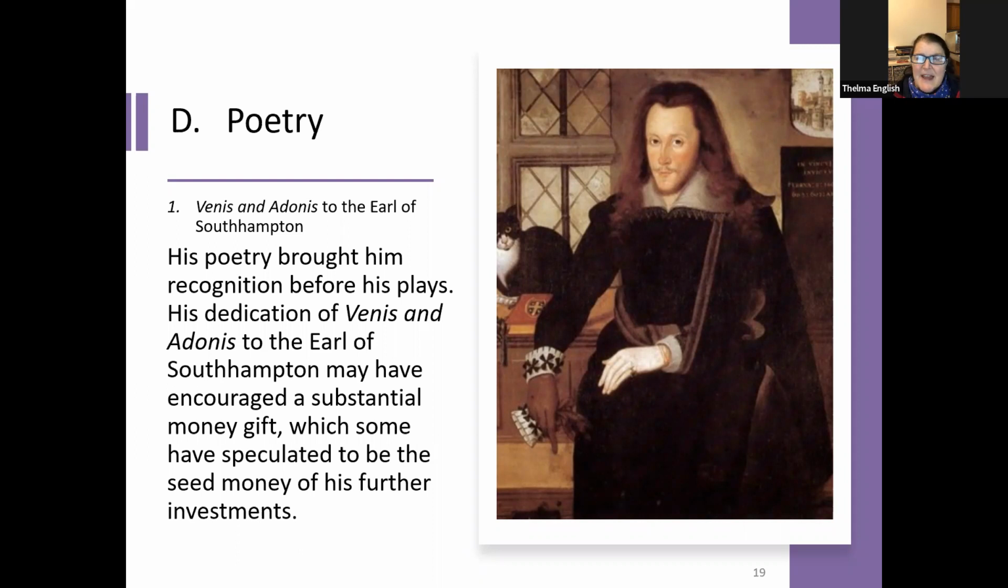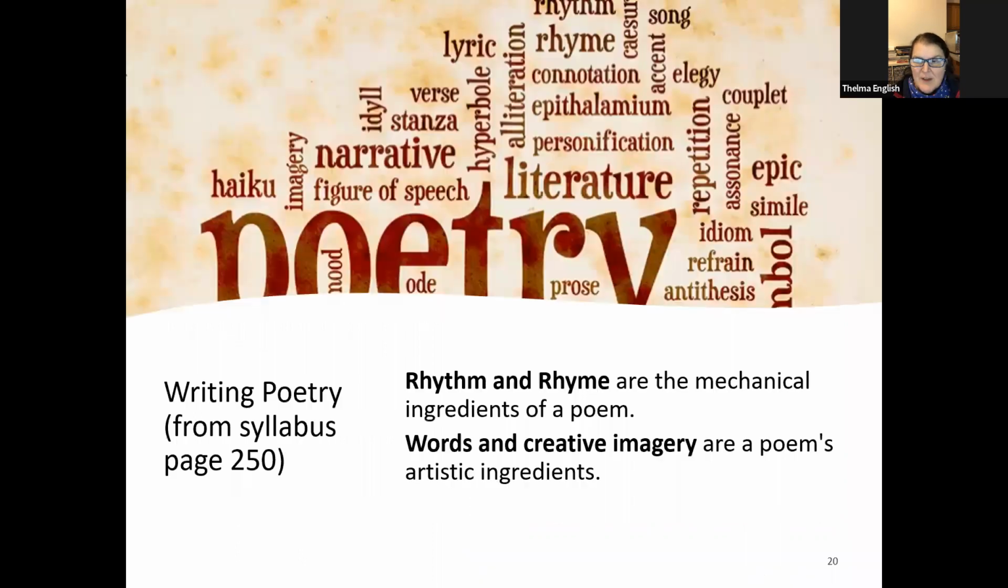The comedies are fun. So he wrote a poem, a long poem called Venus and Adonis, to the Earl of Southampton. His dedication to the Earl of Southampton might have encouraged a substantial money gift. You write the poem. He doesn't exactly pay you to write the poem, but you write the poem and then he gifts you with this money. And that people have speculated, so maybe could have been, not probably, maybe could have been the seed money for his further investments.